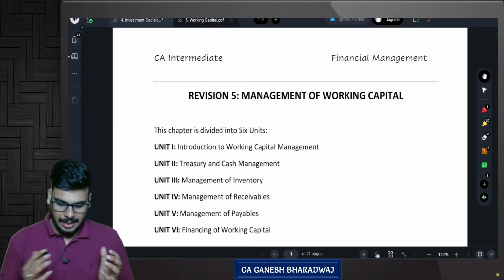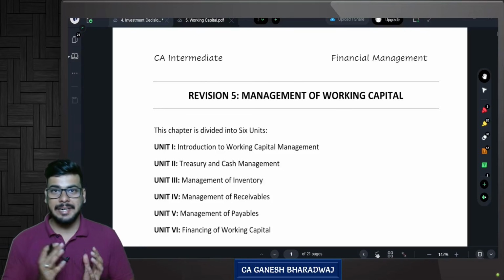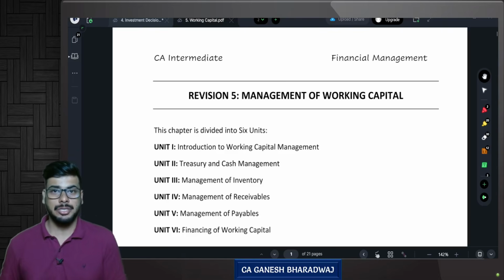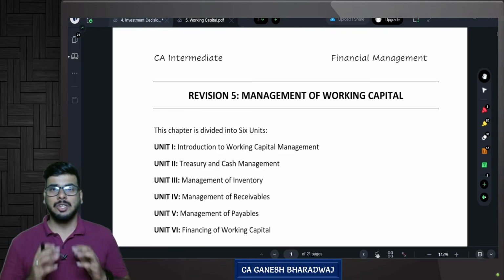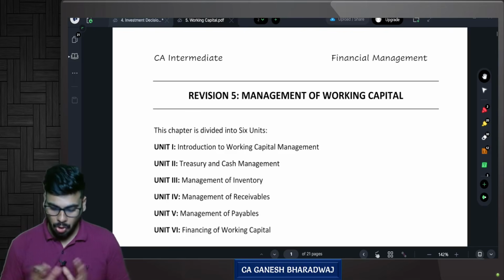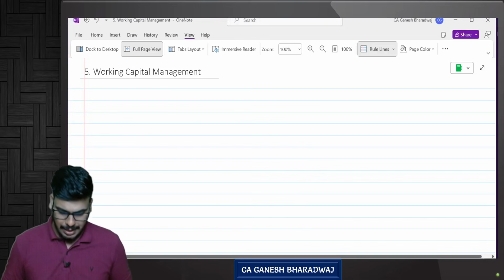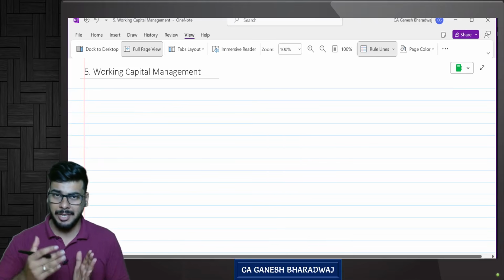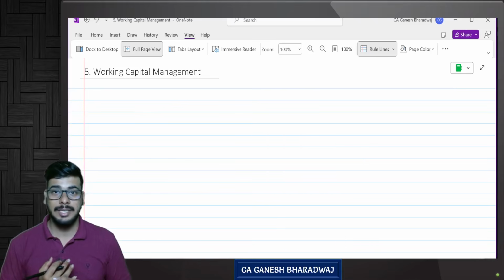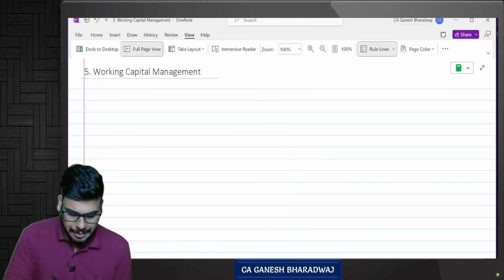So now let's get started with the revision of the fifth chapter, which is working capital, management of working capital. Now, what is this chapter all about? So as usual, let us first bring the context and see why we are studying this chapter, and then we will proceed into the technicalities of this particular chapter.